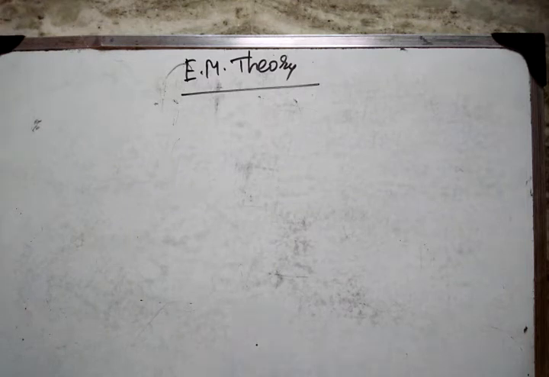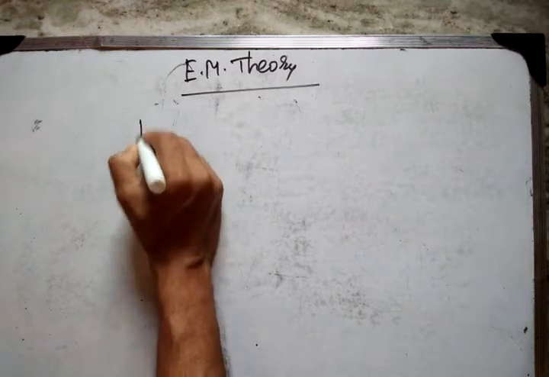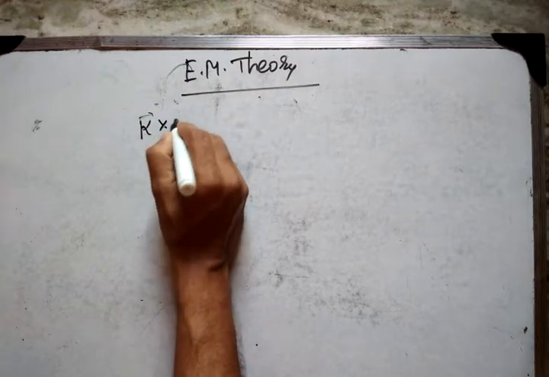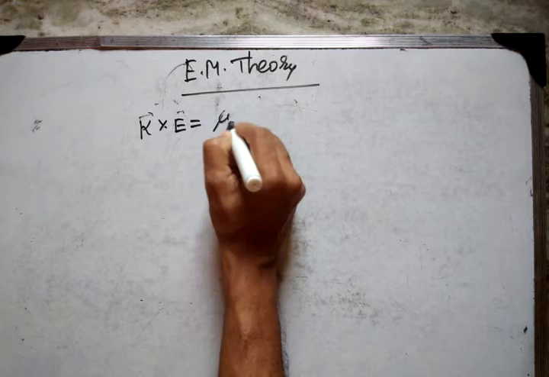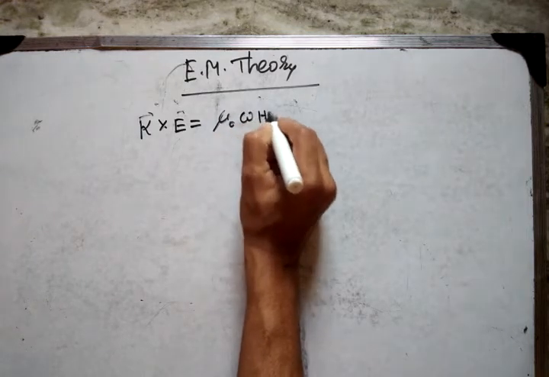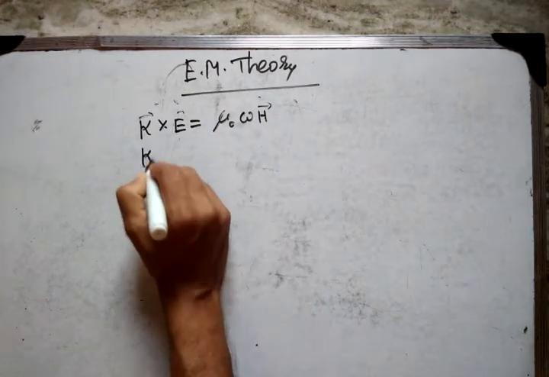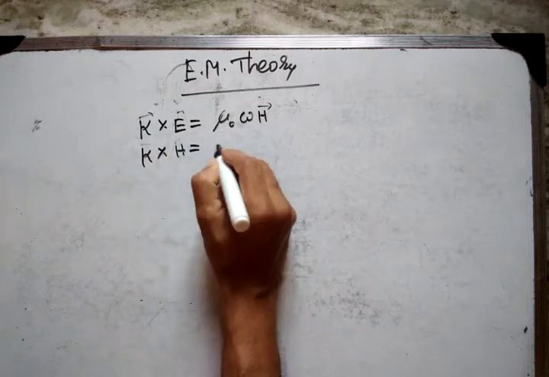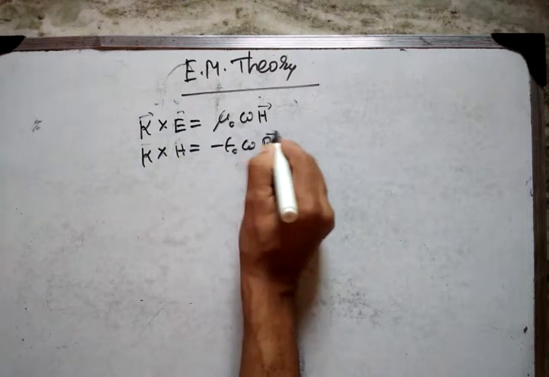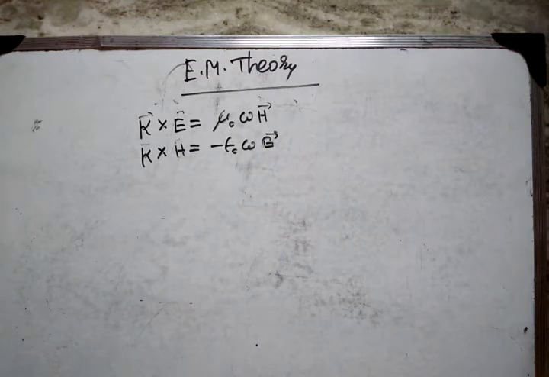E, H and K form a set of orthogonal vectors. Since K cross E equals mu 0 omega H and K cross H equals minus epsilon omega E, these two equations imply that H is perpendicular to both K and E, and E is perpendicular to both K and H. So E, H and K form a set of orthogonal vectors.